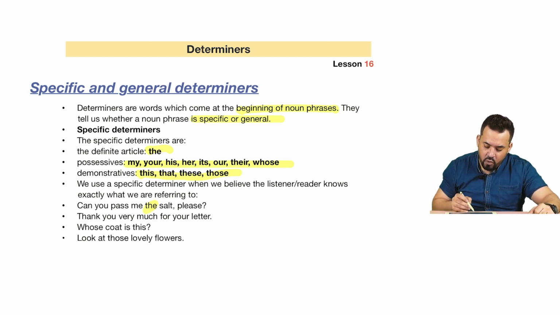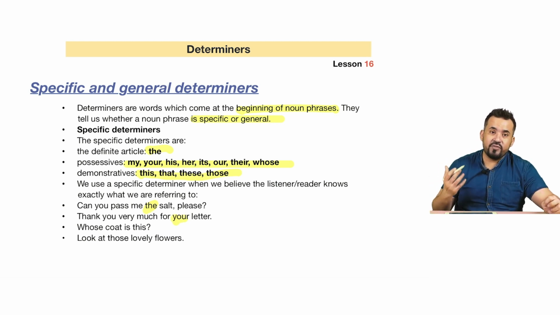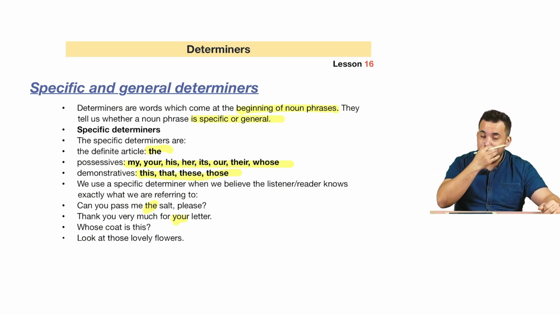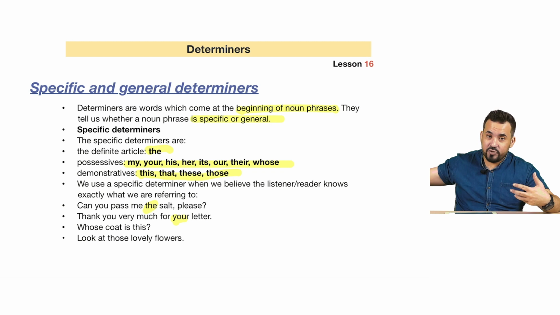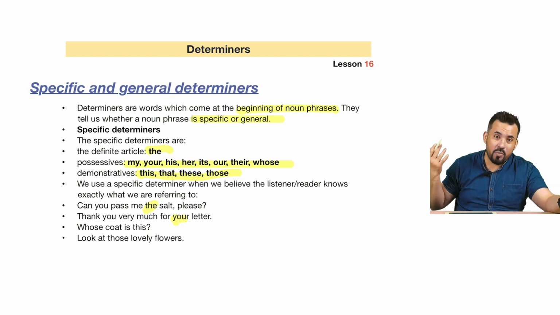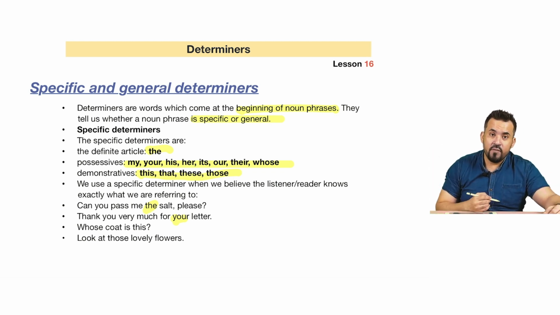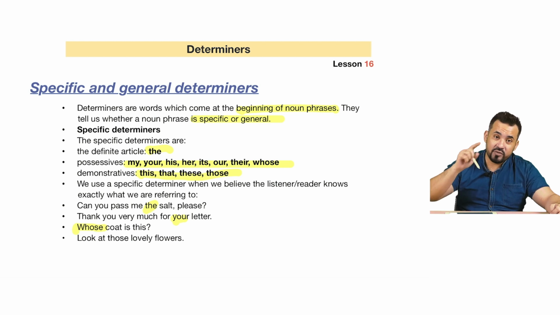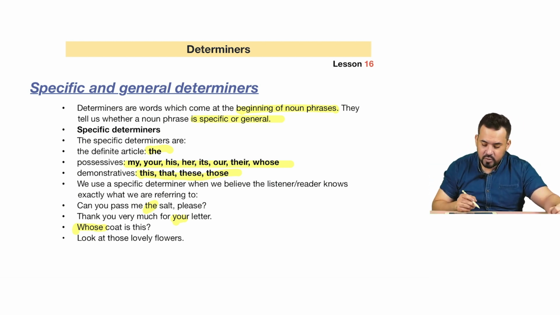All right, let's take a look at the second sentence. Thank you very much for your letter. So the determiner here is your, because the other person knows which letter, because he probably sent it to you. Whose coat is that? We're talking about a specific coat. That coat. Whose coat is that? That one.